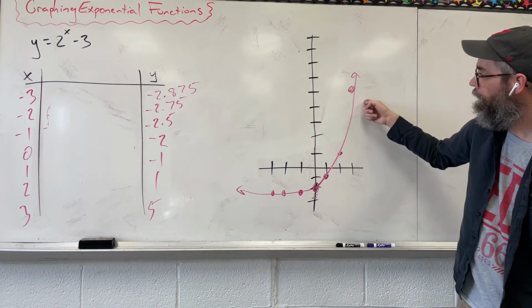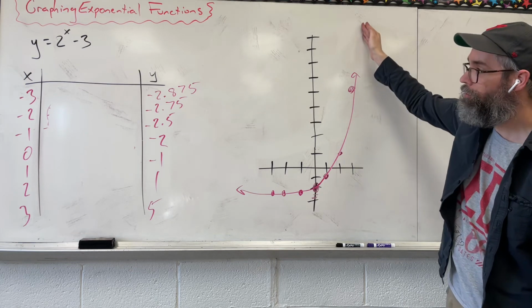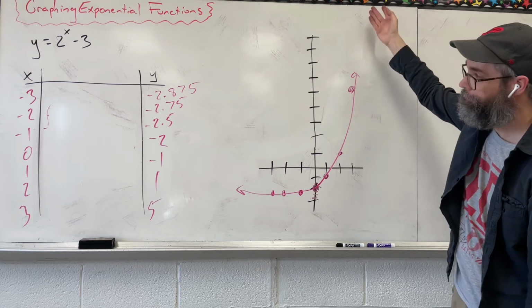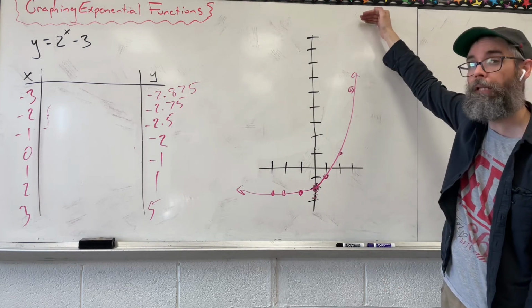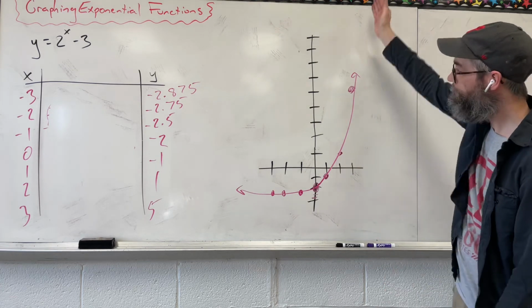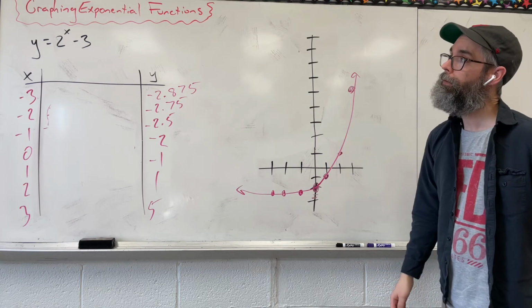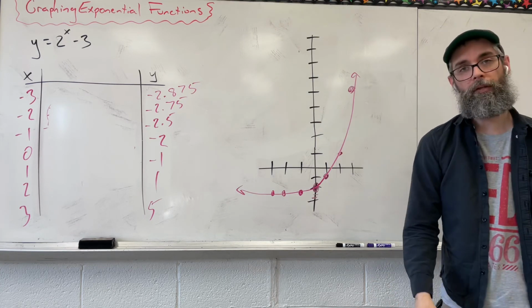On the reverse, though, this graph is going to continue to shoot up in this exponential manner. That's what happens. Things grow. It's going to grow very rapidly, very quickly. So it's going to keep shooting up. And this is graphing exponential functions.